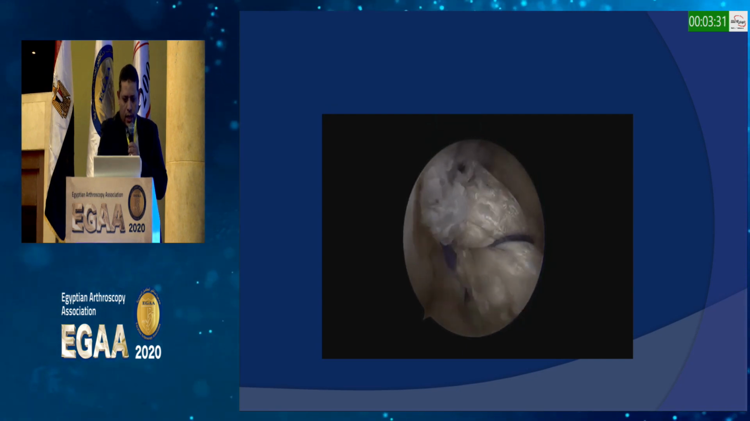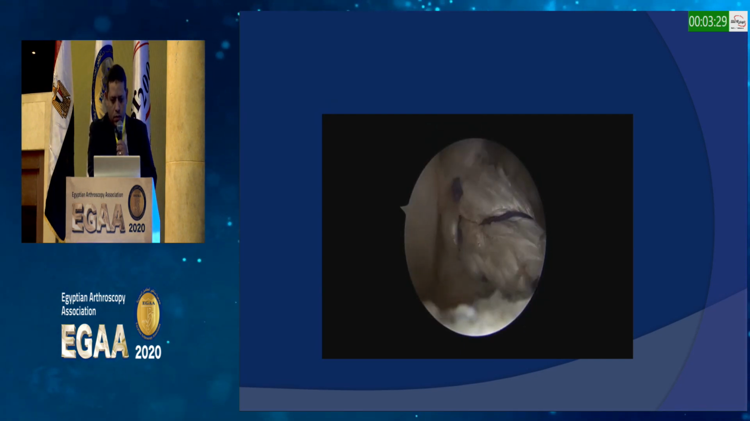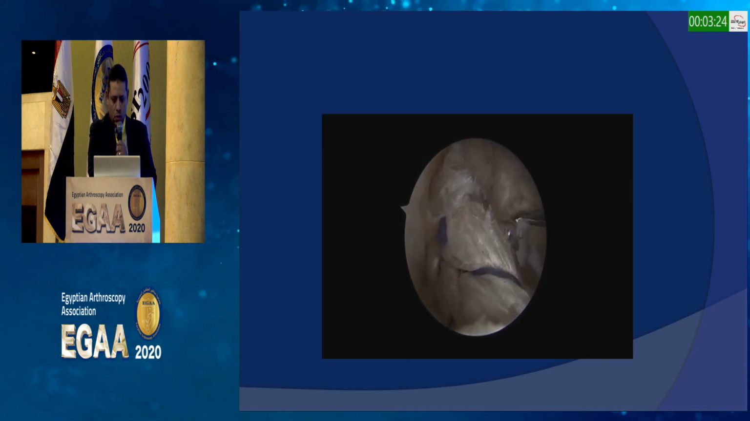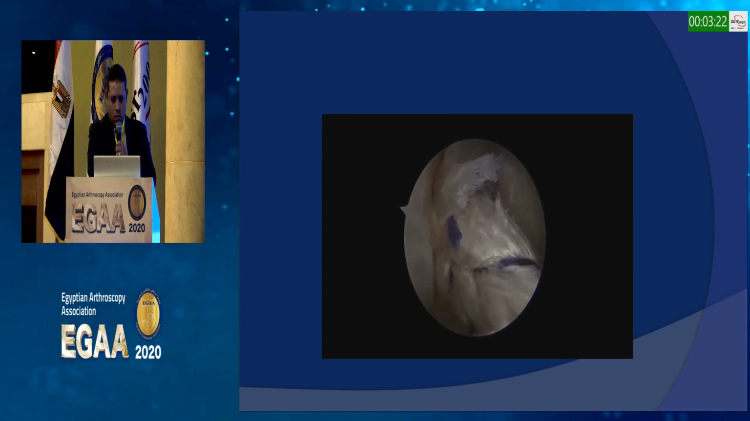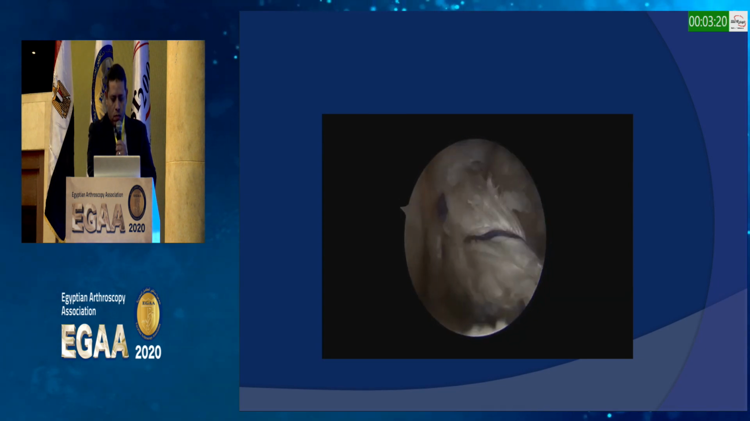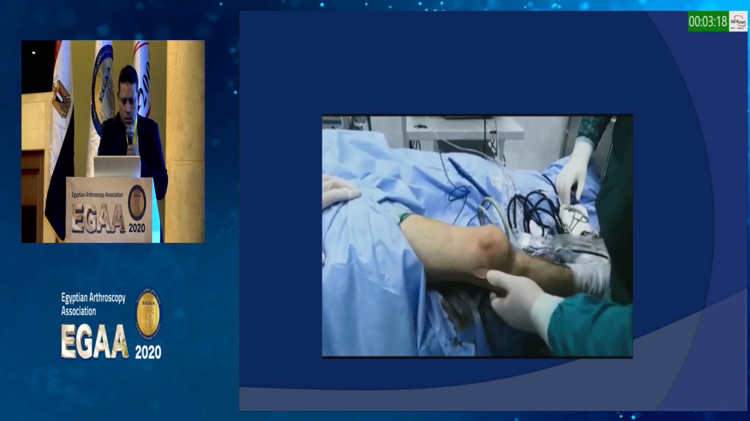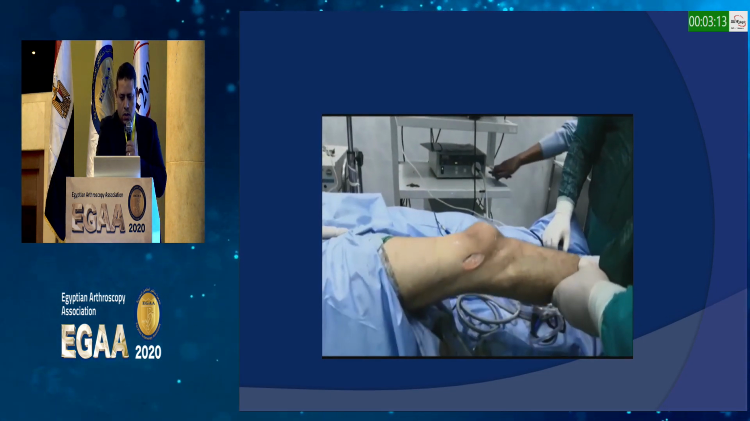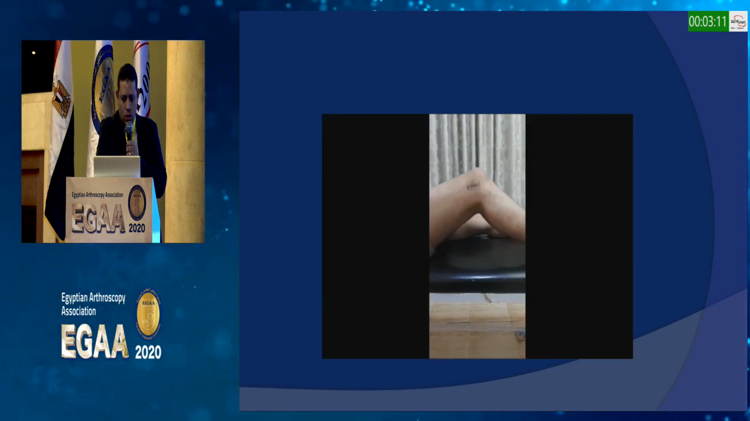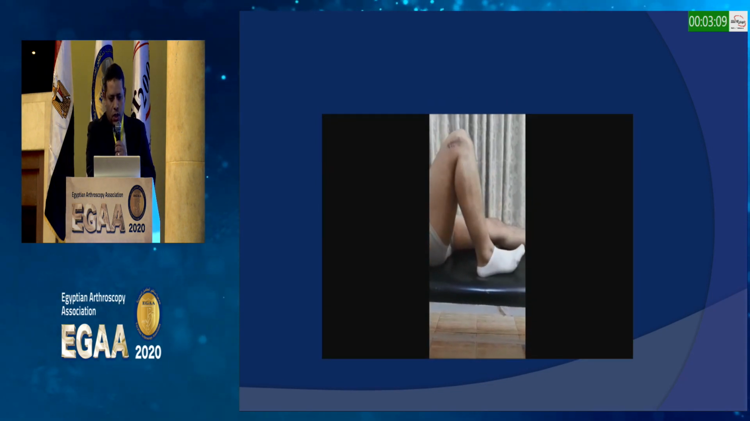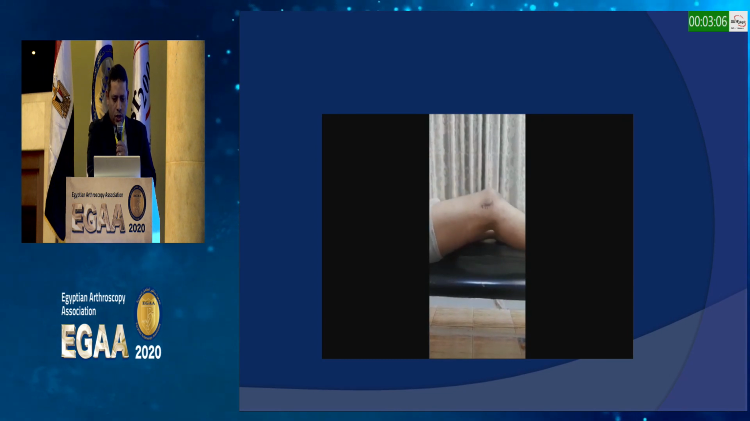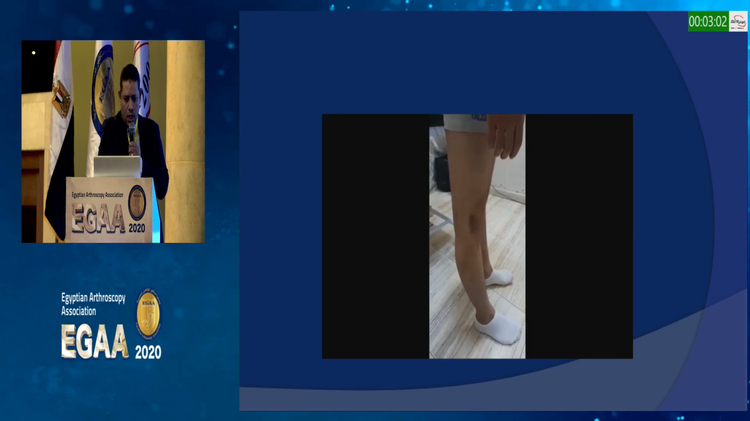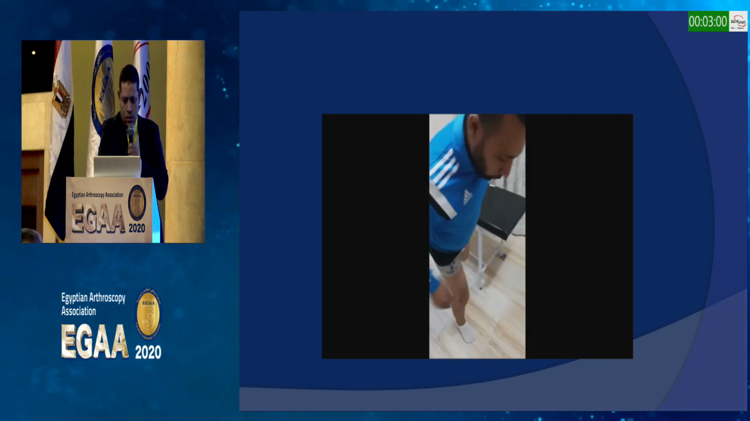We check the ACL. The knee is examined. It is stable. This is the 1 year follow-up of the same patient. Full range of motion, flexion, extension. His knee hyperextends normally.